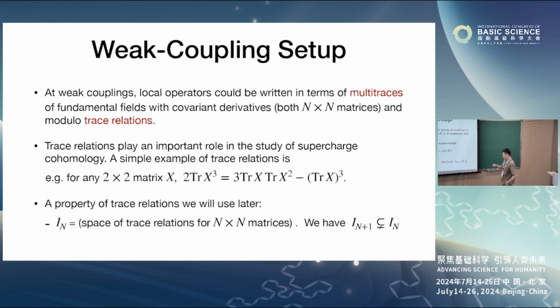Now, for just a single type of matrix X, it's very easy to write down all the trace relations. But if you consider many different types of matrices, which can also be bosonic or fermionic, to enumerate all the trace relations is actually very hard. That would be our case, because we have many different types of fundamental fields and covariant derivatives. But in this talk, I will only use a very simple property of trace relations. Let me denote I_N to be the space of all trace relations for N by N matrices. It's obviously true that I_{N+1} is a strict subset of I_N. You always have fewer and fewer trace relations if you consider larger and larger matrices.